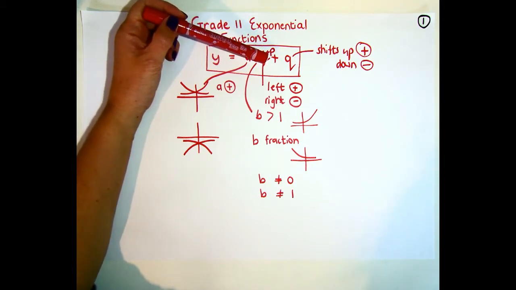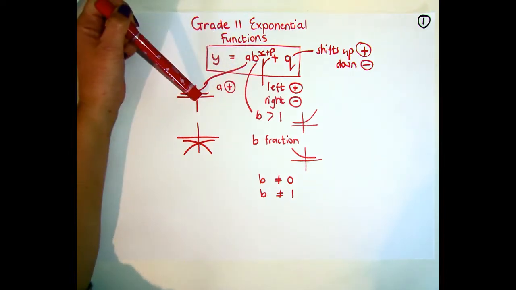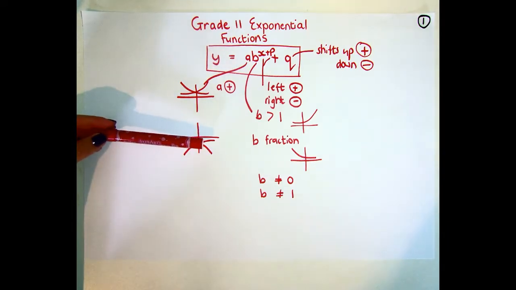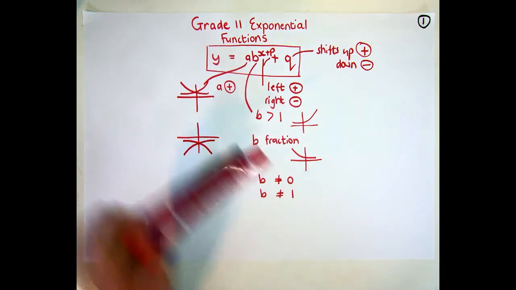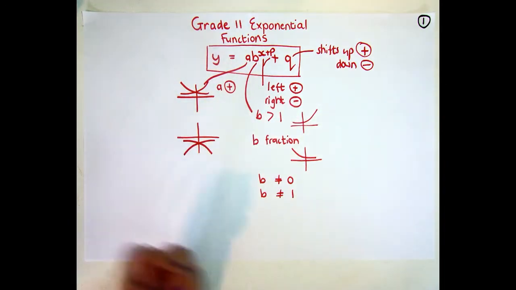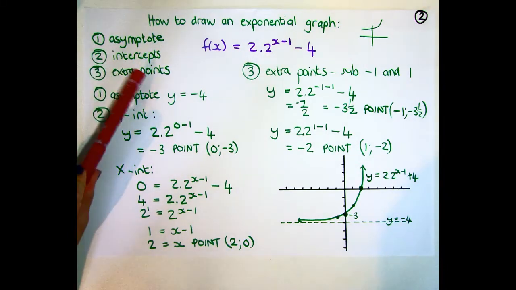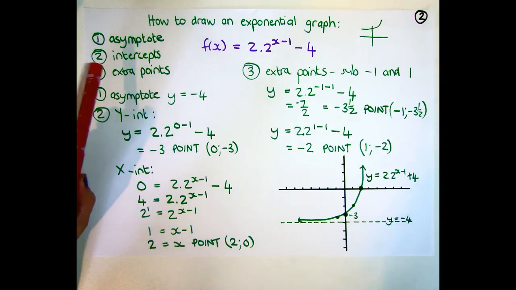Just a reminder that if the a value is positive, then the graph is going to be above here, and the a value will be negative when the graph is at the bottom. For your b value, it has to be bigger than 1 or a fraction. If it's bigger than 1, it goes that way, and if it's a fraction, it is a decreasing function. When we're drawing an exponential graph, we need to plot the asymptote, the intercepts with the axes, and we need to also plot a negative and positive x value so that we can get the shape of the graph.